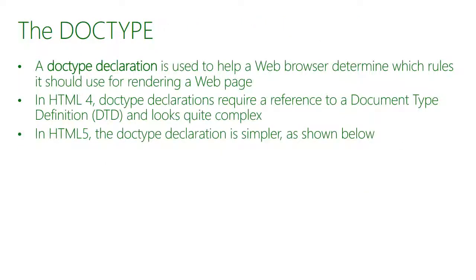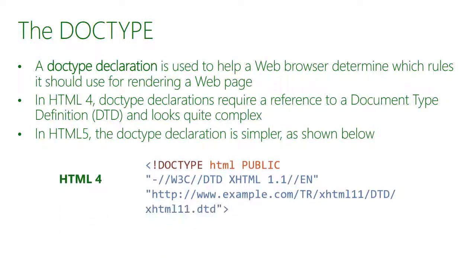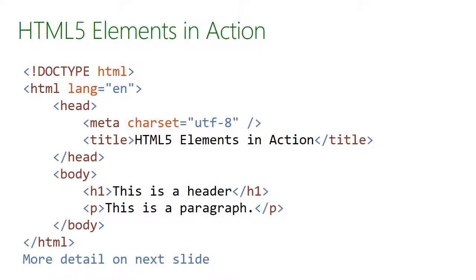Let's have a look at the doctype declaration. The doctype declaration is used to help a web browser determine which rules it should use for rendering a web page. In HTML4, doctype declarations require a reference to a document type definition, DTD, and they tend to be quite complex. In HTML5, the doctype declaration is simpler, as shown below. So HTML5 is very straightforward. You just remember that one. And all you need to know really about the other is that it's longer and more complex. Let's have a look at some HTML5 elements in action.